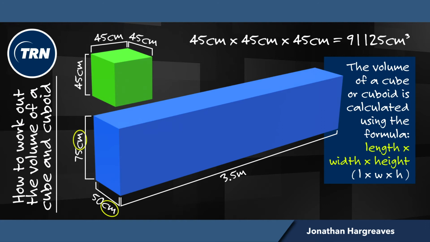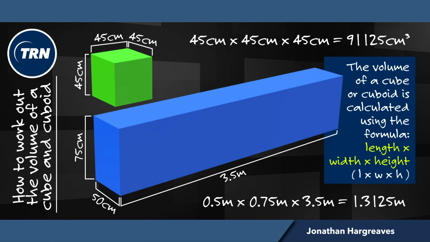In our cuboid, we must be careful here because we have different measurements. We have centimeters and meters. We know that there are 100 centimeters in a meter, and that our answer needs to be in meters cubed. So let's convert those centimeters into fractions. Bear in mind that with 100 centimeters per meter, we can recognize that 50 centimeters is 0.5 of a meter, 75 centimeters is 0.75 of a meter, and we have our final measurement of 3.5 meters.